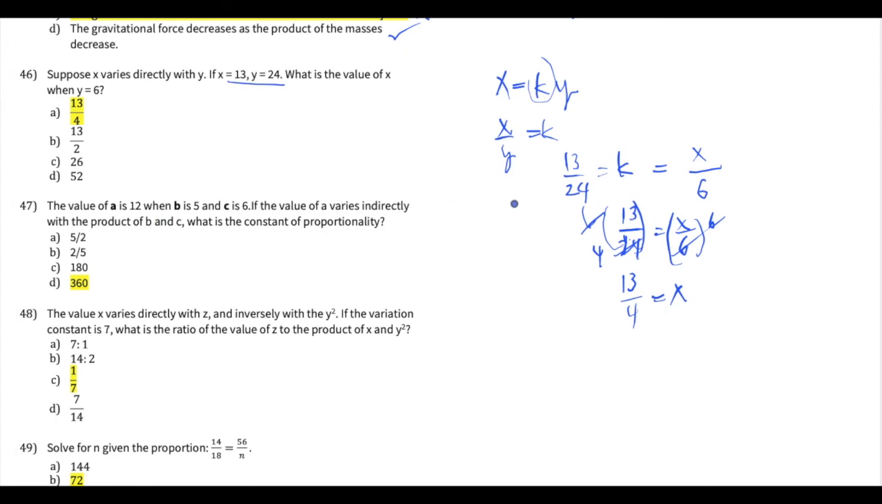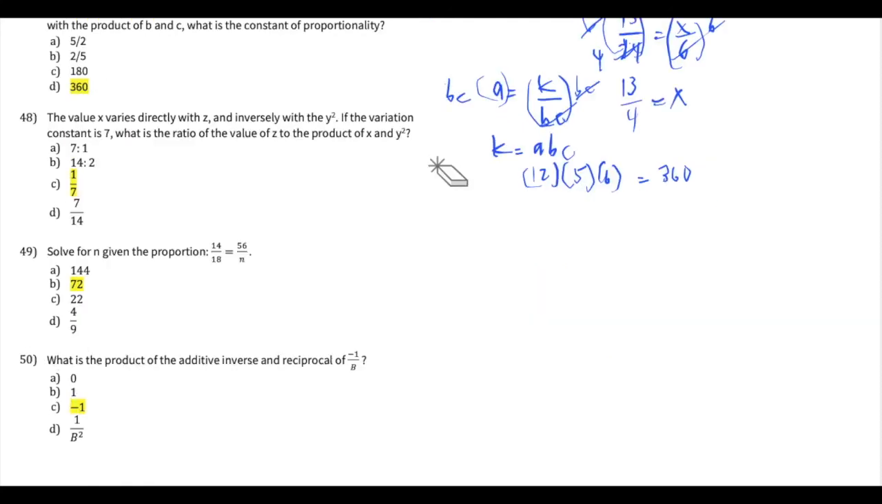The value of A is 12 when B is 5 and C is 6. If the value of A varies indirectly with the product of B and C, what is the constant of proportionality? A varies indirectly with the product of B and C. So, to get K, simply multiply both sides by BC. K is equal to A times B times C, or 12 times 5 times 6, which is equal to 360.